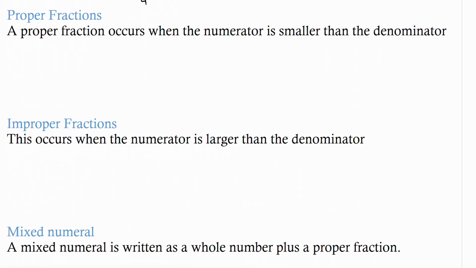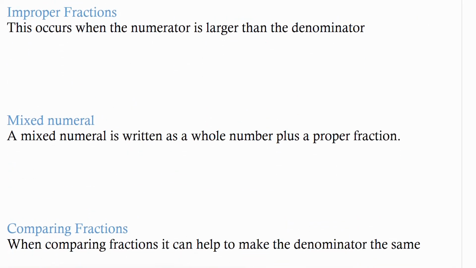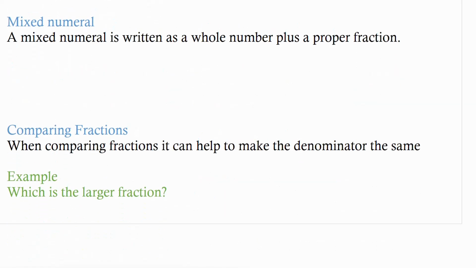A proper fraction occurs when the numerator, the top number, is smaller than the denominator. So we're looking at things such as 2 over 7, 4 over 6, 10 over 15, where the top number is smaller than the bottom. The next one is improper fractions. This occurs when the numerator is larger than the denominator. So this includes things such as 10 over 3, 7 over 6, 2 over 1. They're all improper fractions.